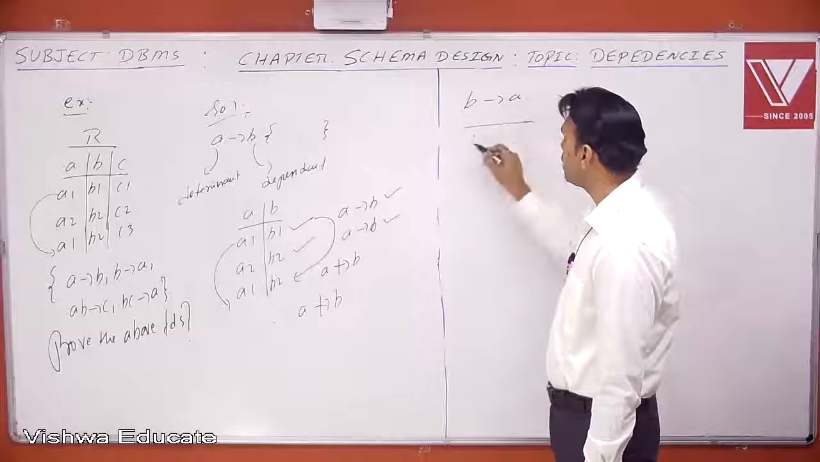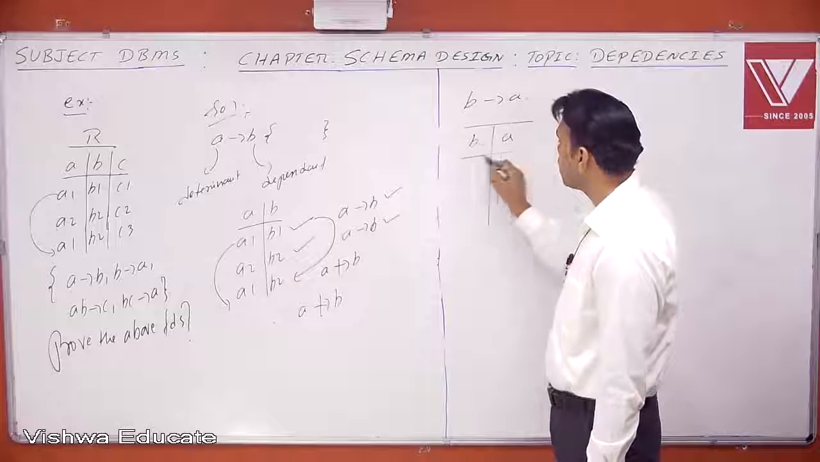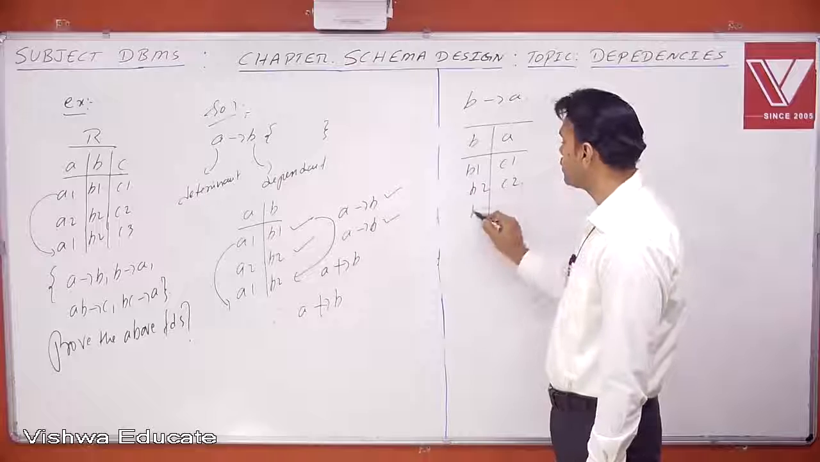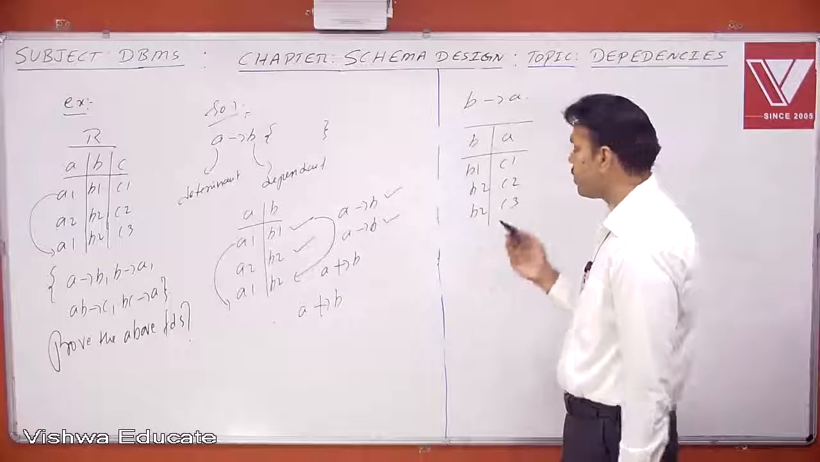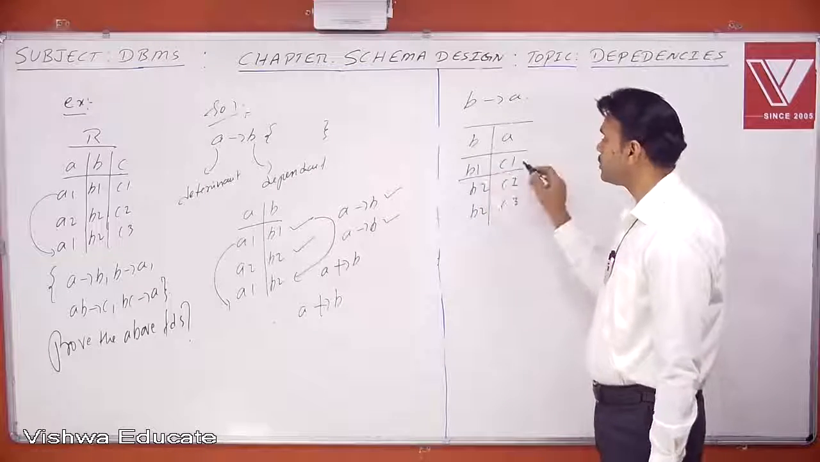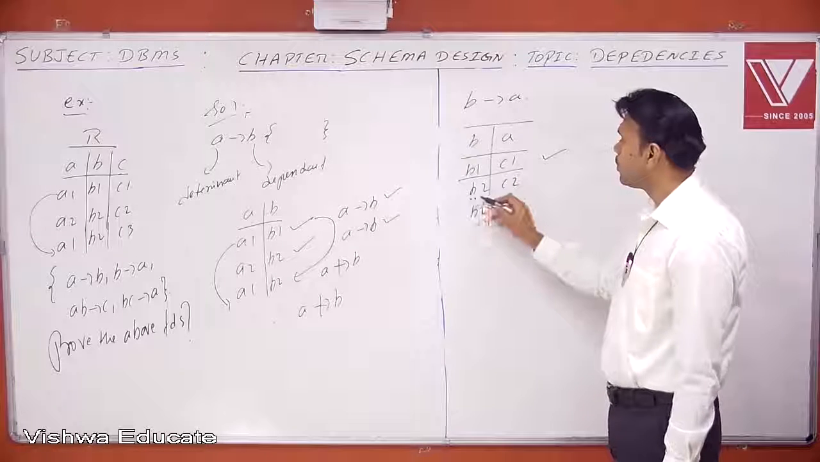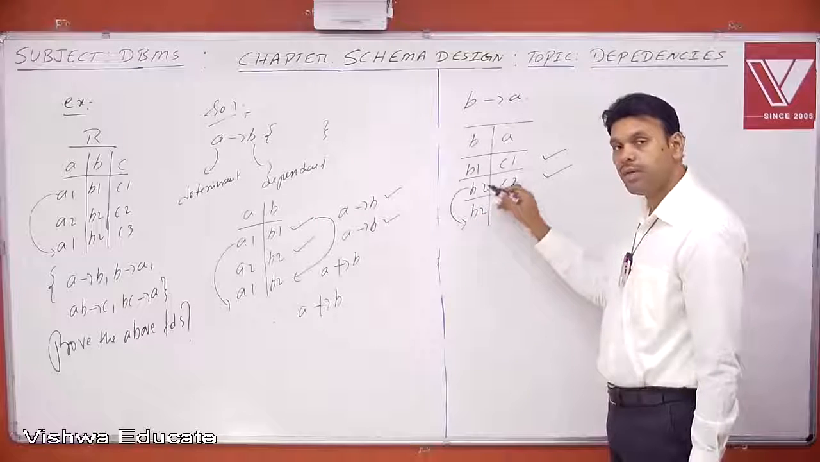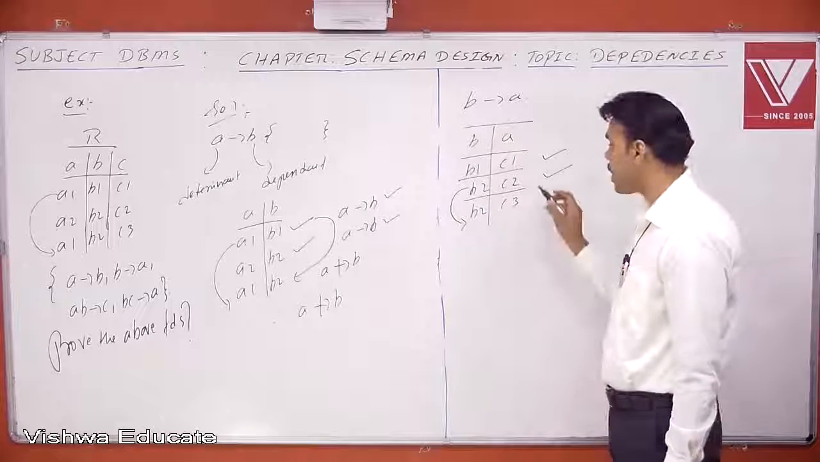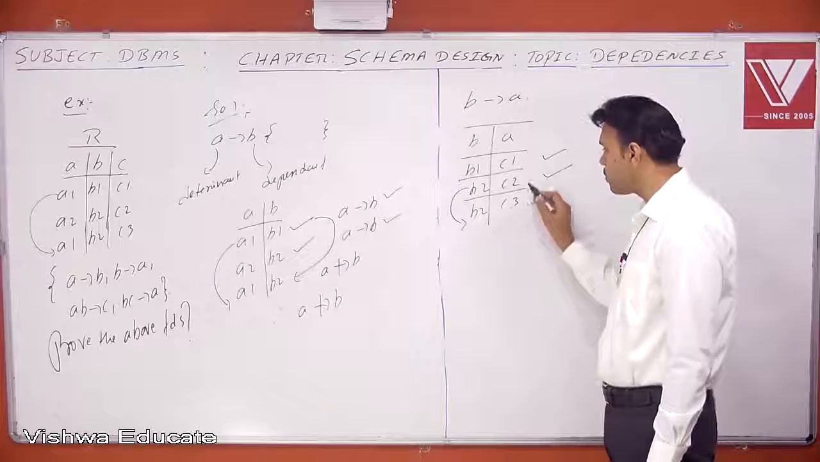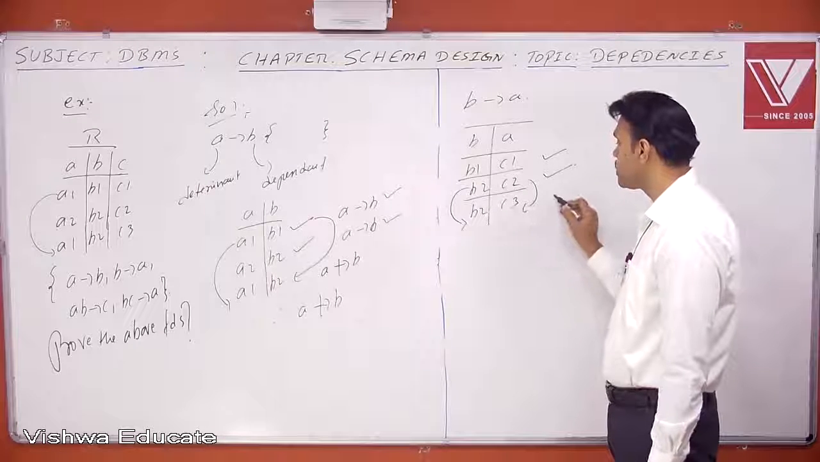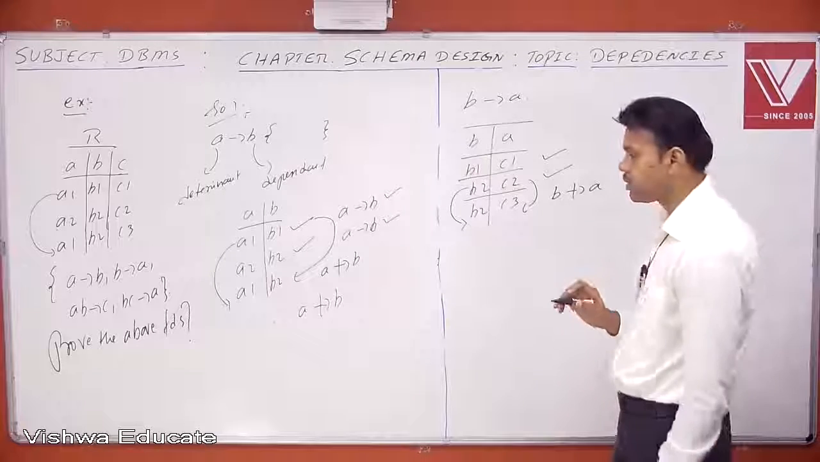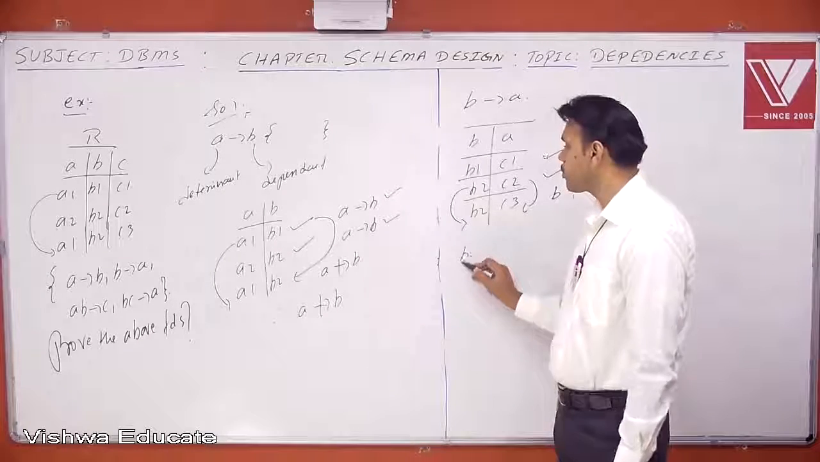So what is B to A? Take B here and A here. The B values are B1 C1, B2 C2, B2 C3. Now check it. B1 is a unique value with C1, B2 is a unique value with C2, and B2 again. This is so dangerous. Whenever B2 is coming, what has to come? C2 has to come. But here C2 is not derived, so B also does not imply A in this case. What is the third one?